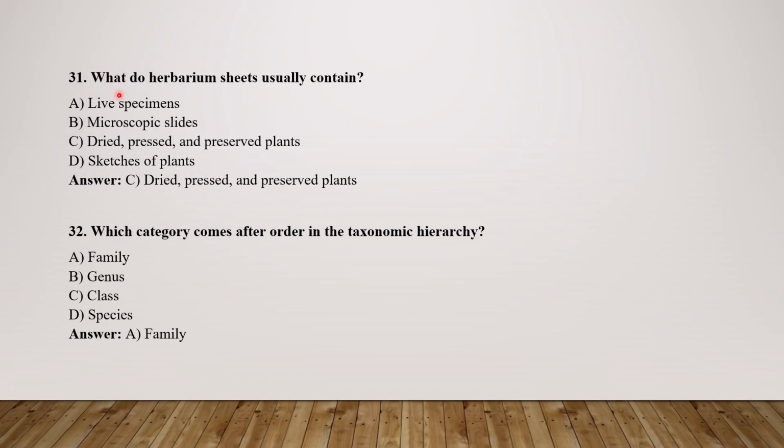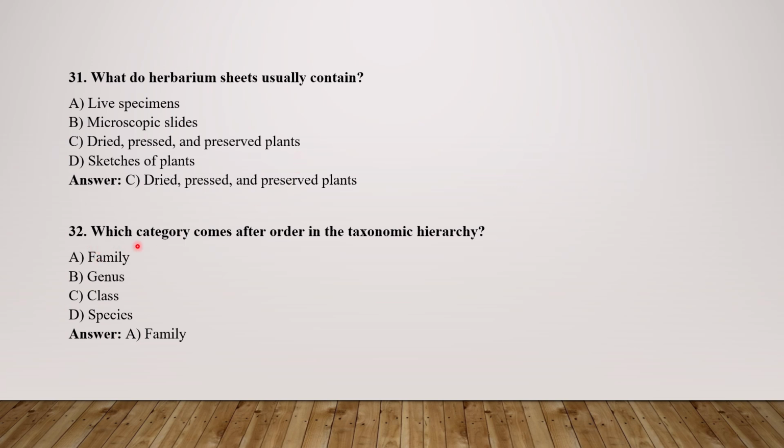Number 31. What do herbarium sheets usually contain? The right answer is option C, dried, pressed, and preserved plants. Herbariums are used for study and reference in plant taxonomy.